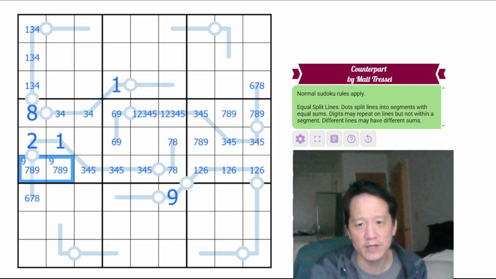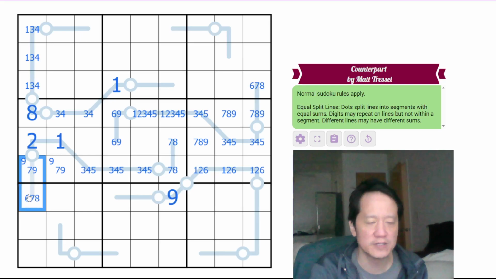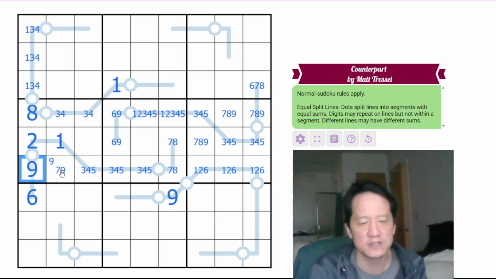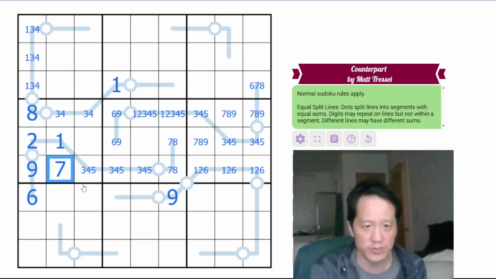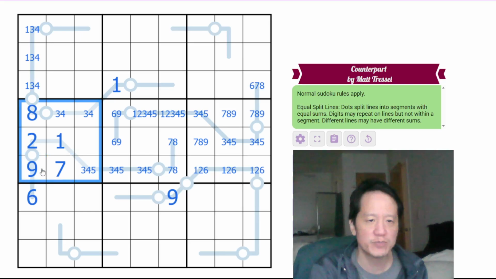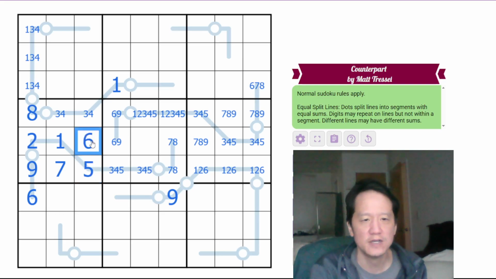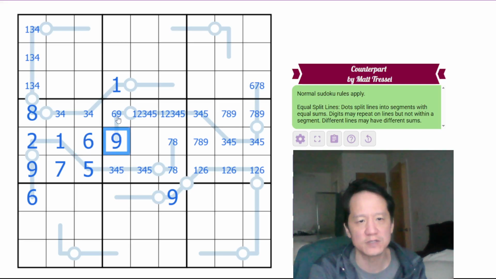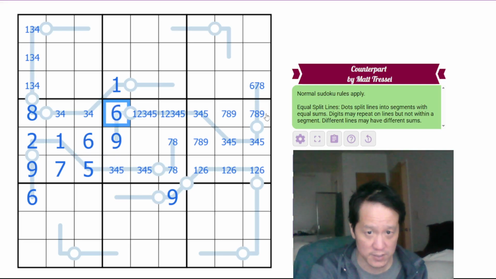These can't be 8. This can't be a 7, 8 pair, so it must be specifically 6 and 9. So this is 6, this is 9, which forces this to be 7. We have in this box a 3, 4 pair, which eliminates 3 and 4 in the rest of the box. So this must be a 5, and this must be a 6. Since this is 6, this can't be 6, so this is 9, which makes that a 6.